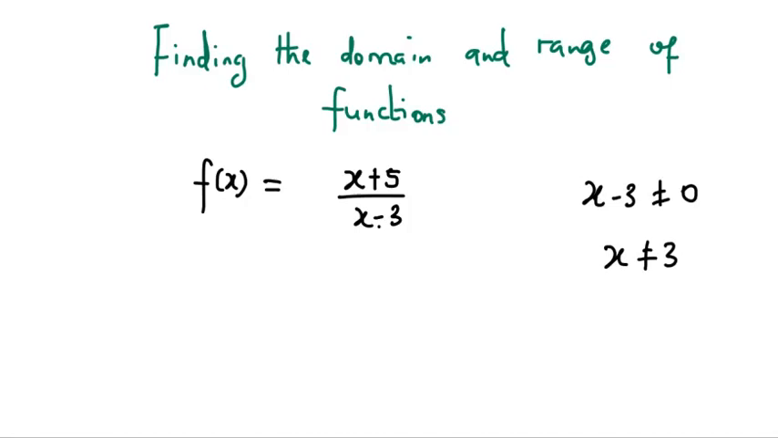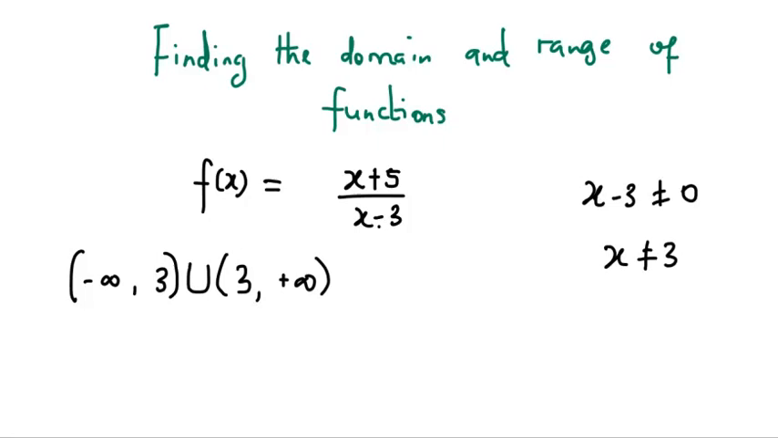Okay, so in interval notation, this domain is going to be as follows. We're going to have all the way from negative infinity to 3. We're going to put a bracket, not a brace, because 3 is excluded. Then union, we're going to put a bracket again. We're going to have 3, then comma, positive infinity. You get the idea?